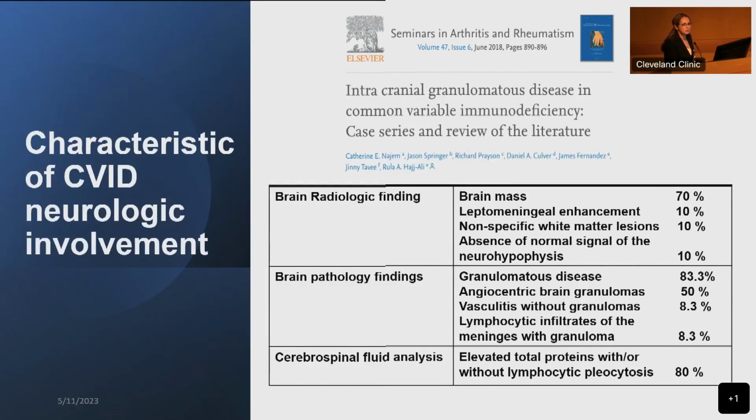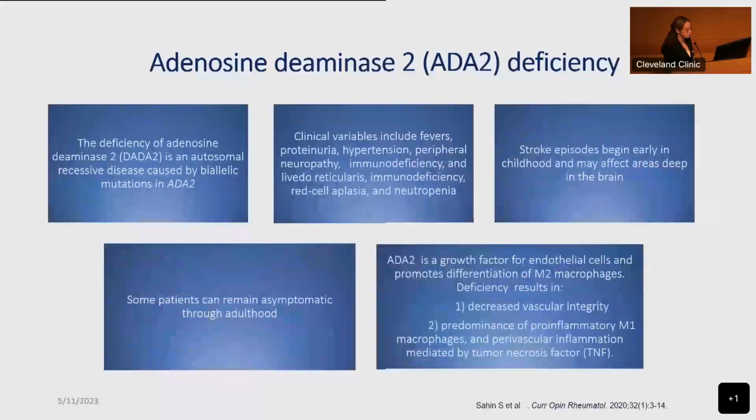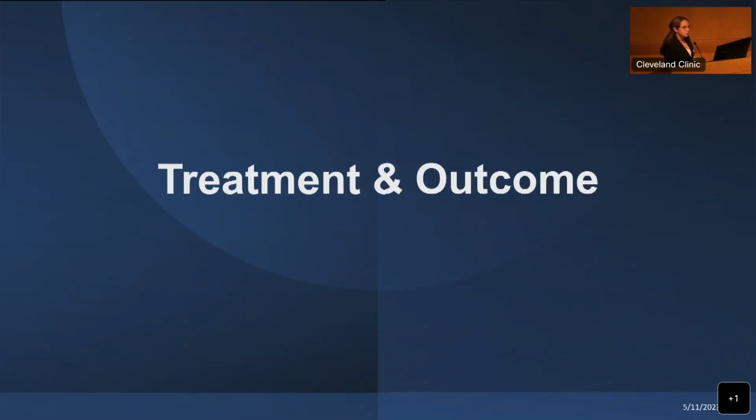Also, to raise your attention to another systemic disease that can cause CNS vasculitis is CVID. A patient presents with brain mass-like lesion and leptomeningeal enhancement. You have to rule out infection given their CVID. This is a patient of ours who had a biopsy of the brain and showed severe vasculitis in one of the vessels and was treated with rituximab. ADA2 deficiency, which is an autosomal recessive disease, can present with stroke, usually in young, but sometimes a patient can remain asymptomatic through adulthood. All right, I'm going to finish up with treatment outcome.